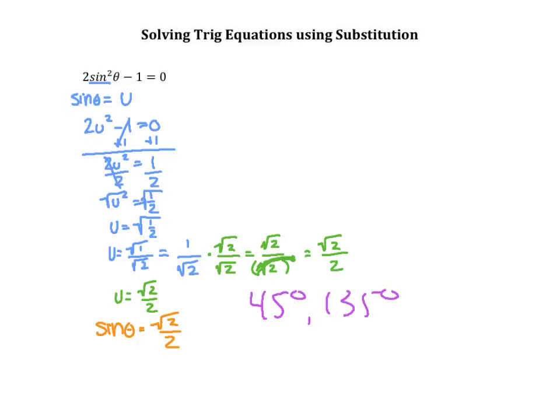Now take a look at your directions on your assignment. If they want it in radians, then the answer would be pi over 4 and 3 pi over 4.